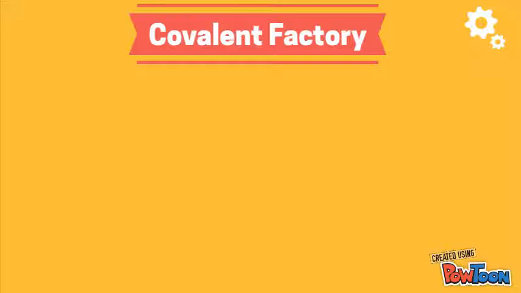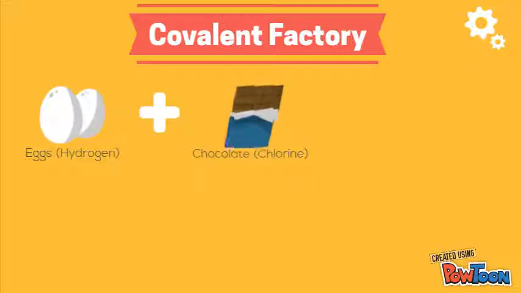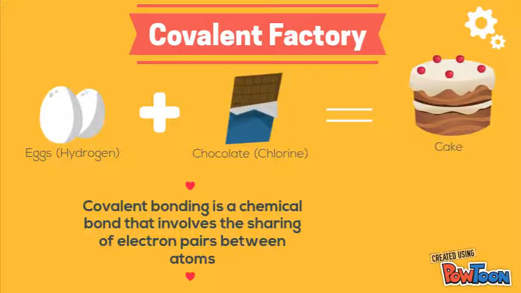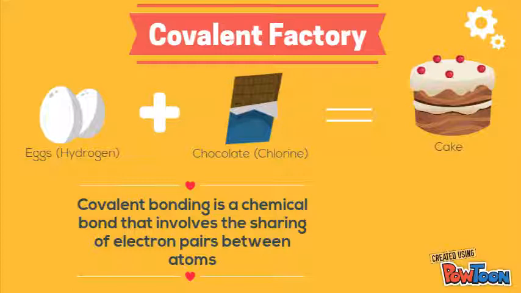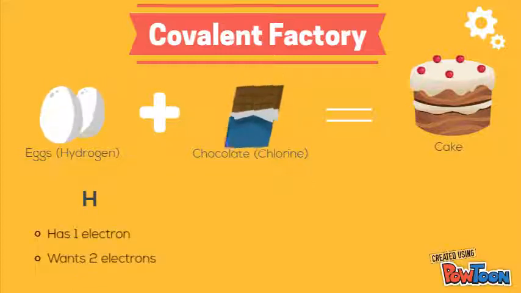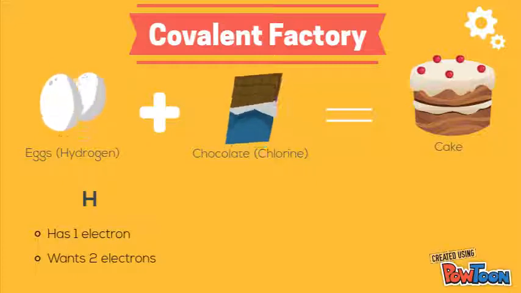Next, we will talk about the covalent factory, which converts eggs, which has a similar structure to hydrogen, and chocolate, which again represents chlorine, to make the perfect cake. This is achieved through covalent bonding, which is a chemical bond that involves the sharing of electron pairs between atoms. We know that hydrogen has 1 electron but wants 2 electrons, which you can analyze from the periodic table. I will explain this to you a little later in the video.